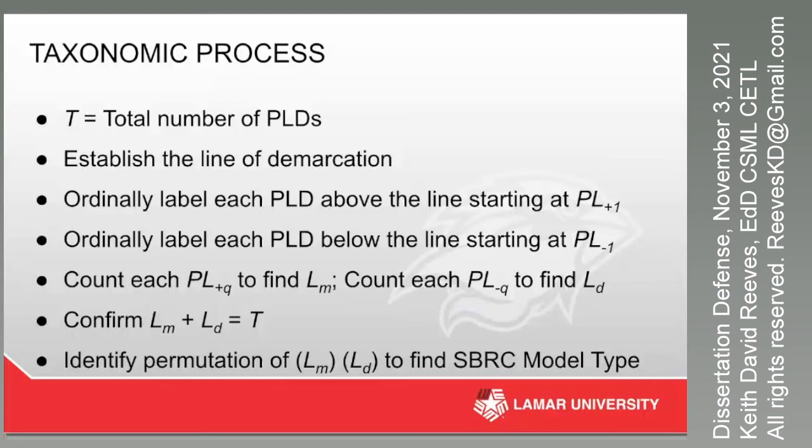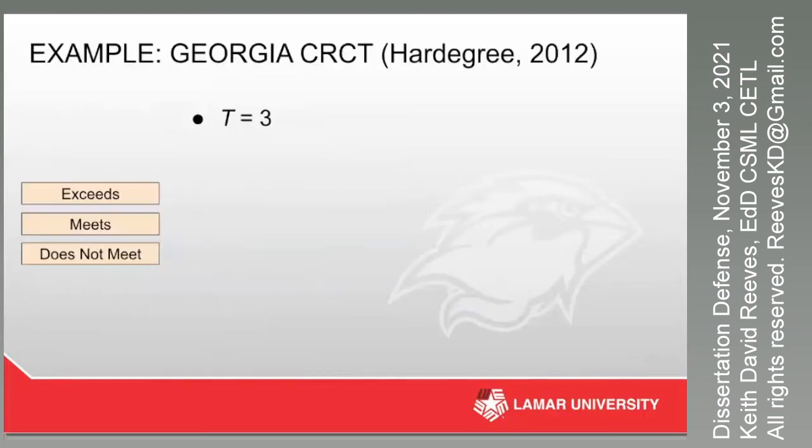To classify each SBRC, we first identify T, identify the line of demarcation, and then label positive PLs above and negative PLs below. This yields a count of LM and LD. We confirm that those values sum up to T, and then we identify the formulaic representation and classify the model. Now again, saying all that out loud is one thing. Let's take a look at it in actual practice. It makes it easier to understand.